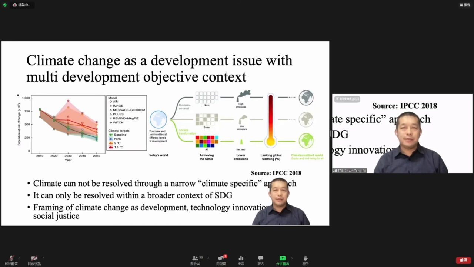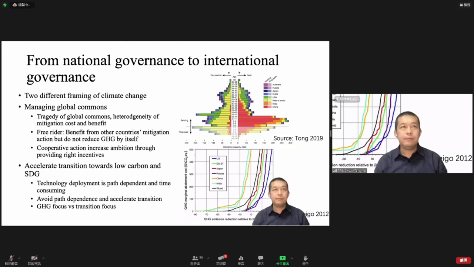And we need to manage this within a broader context so as to avoid the trade-off between the climate change targets and other SDG targets. And that is why for developing countries, development is also an important structural factor to shape and to constrain the emission reduction actions.